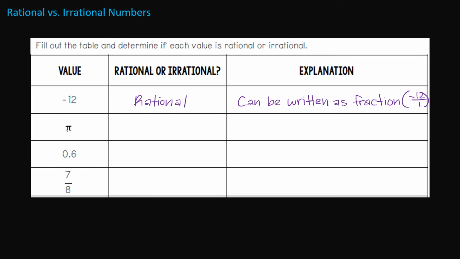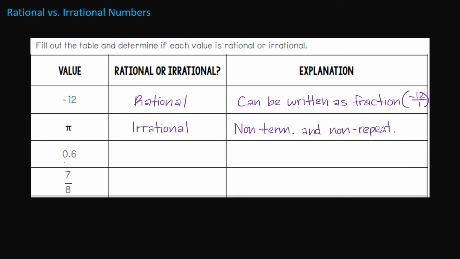Now let's talk about pi. If you know anything about pi, it starts with 3.1415, and the digits go on forever and ever and ever. And there's no repeating sequence. So this is one of our most famous irrational numbers. Pi is always irrational. And that is because it is non-terminating, and I'm going to abbreviate here, non-terminating and non-repeating.